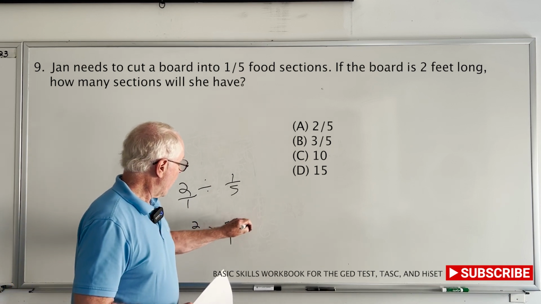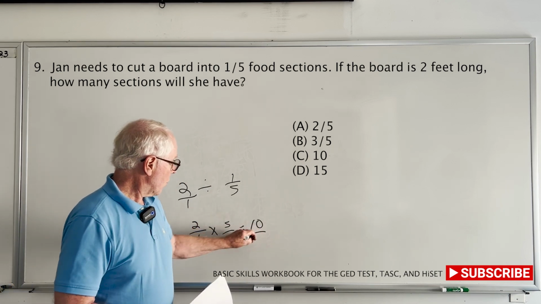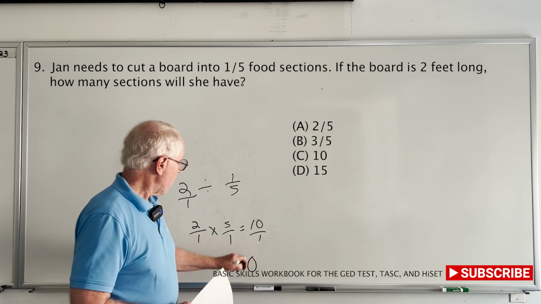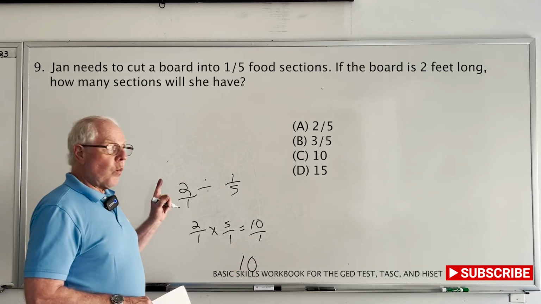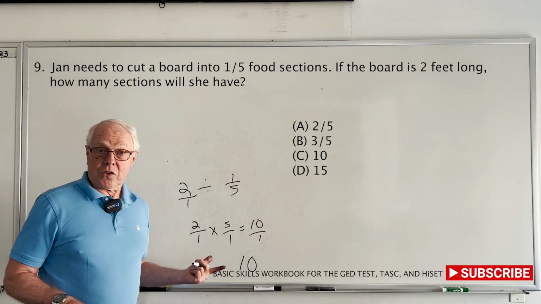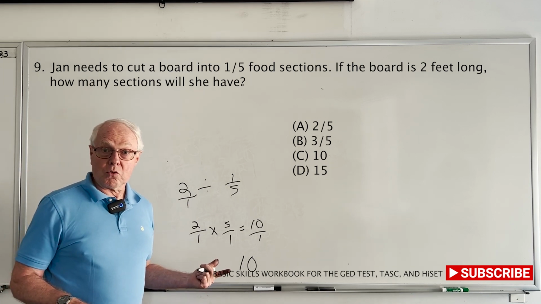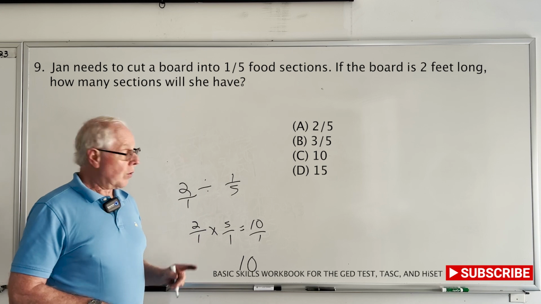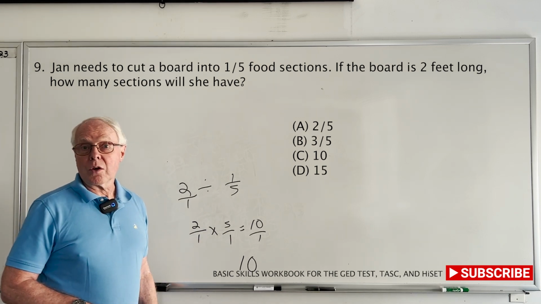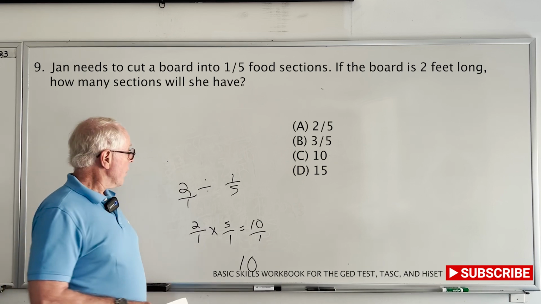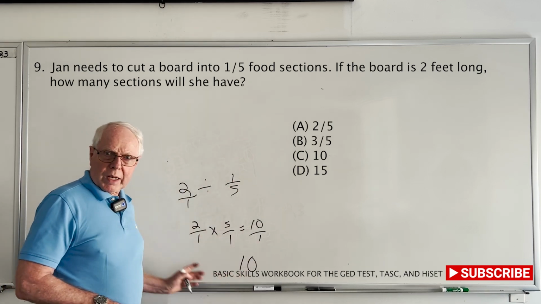5 times 2 is 10. 1 times 1 is 1. Our answer is 10. If you think about this, in 1 there are 5/5. 5/5 equals 1. Well, if there are 5/5 in 1, in 2, there must be twice as many fifths, or 10/5. Okay?